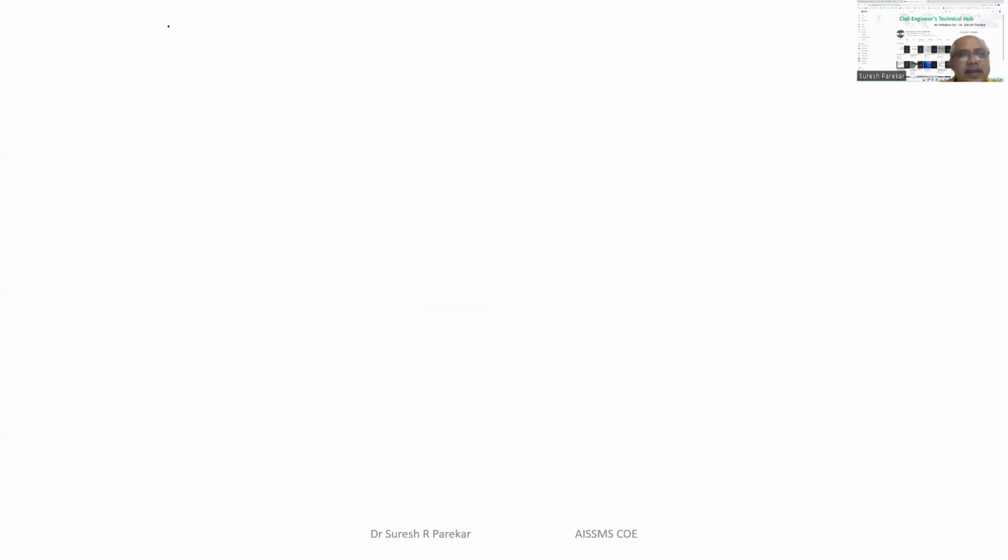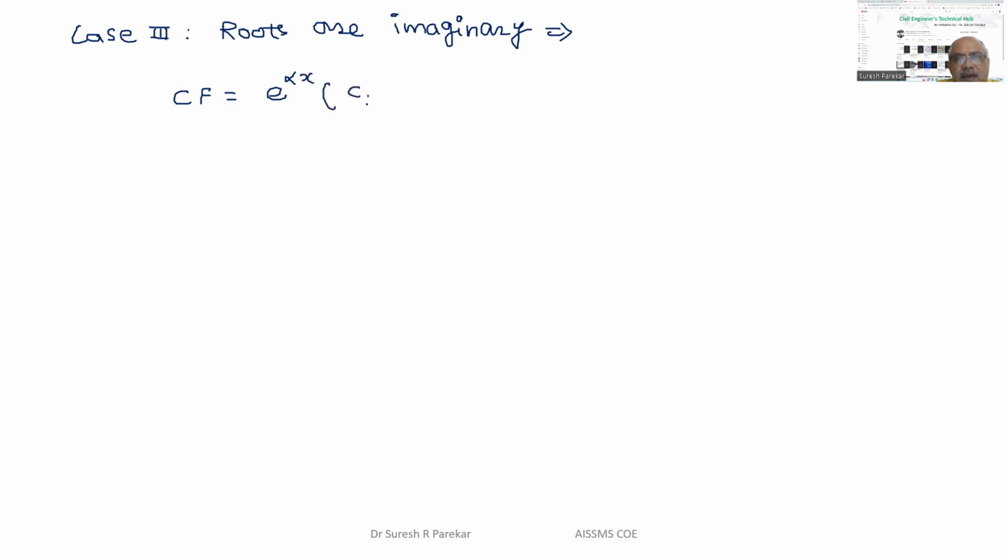Then we have case 3. Case 3, roots are imaginary. And in this case, we are going to get the complementary function equal to e raised to alpha x into (c1 cos beta x plus c2 sine beta x).